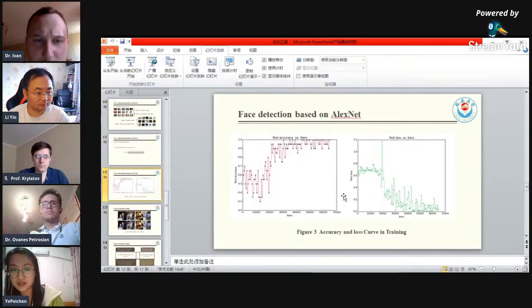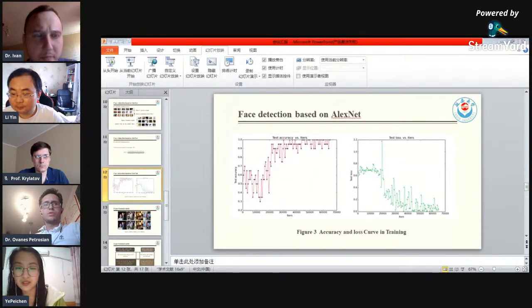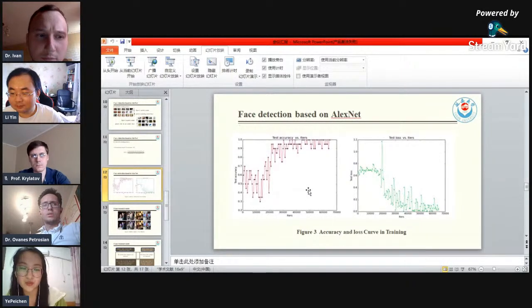Can you say it? Yes. So you made a comparison. You used some open source data set and made a comparison, right? This is the experiment result.